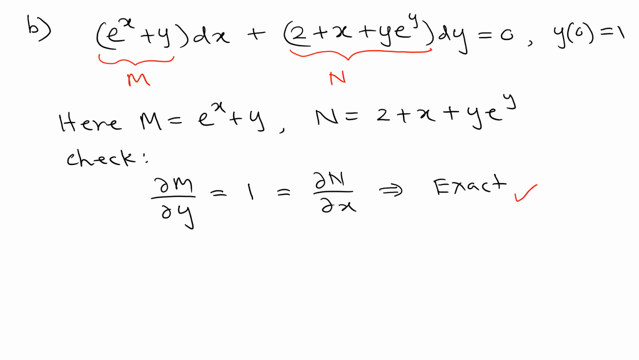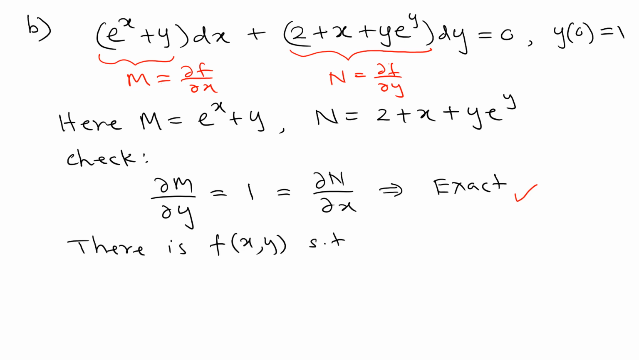Then we pick the easy one. So this is exact, which means there is a function f such that M equals partial f over partial x, and N equals partial f over partial y. So we pick the easy one, the first one, because that's easy to work with.